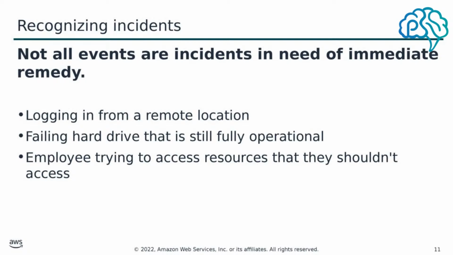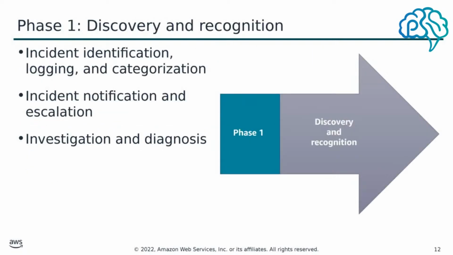Also, an employee could be trying to access a resource they shouldn't access. So in this particular situation, maybe it's not a breach, but it is a behavioral issue that you could dive into, let's say from AWS CloudWatch, and you can say, oh, we have some problems. We need to figure out what's going on. So this is part of the discovery phase.